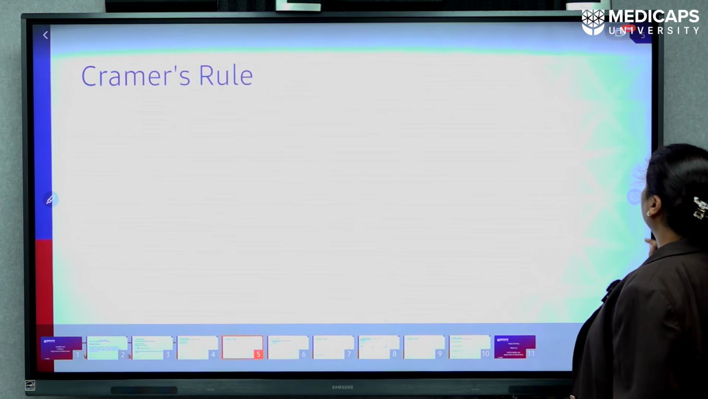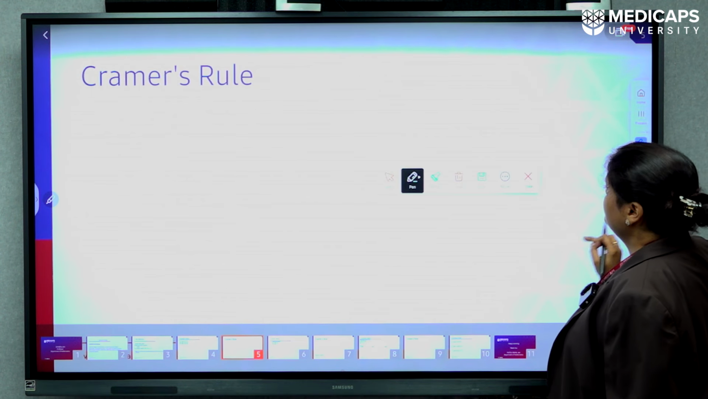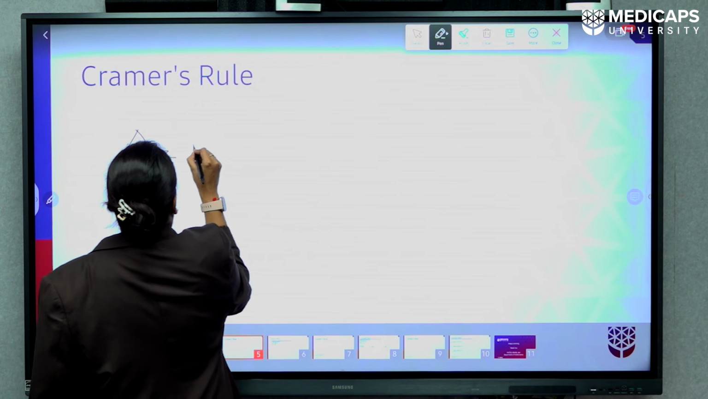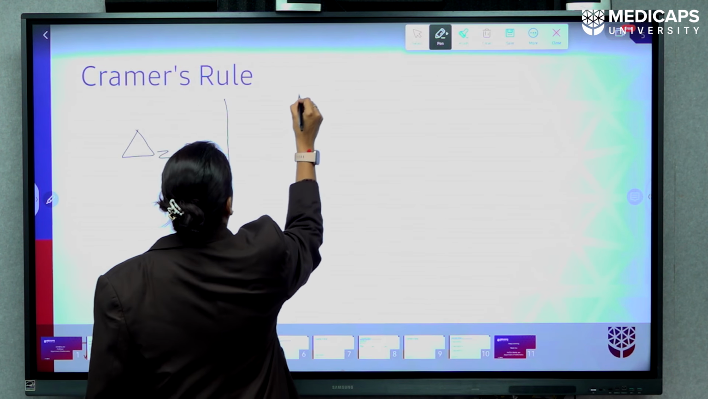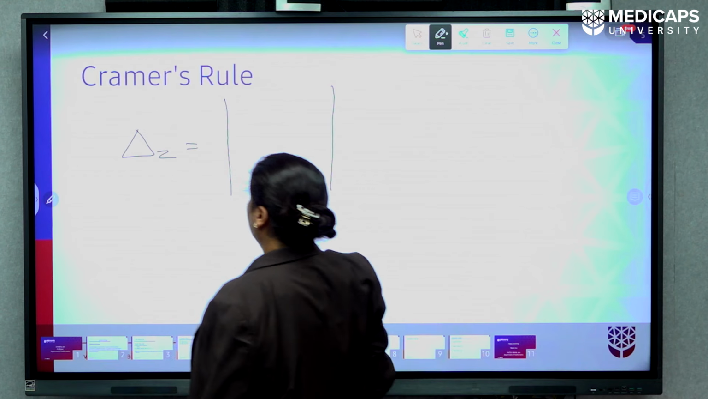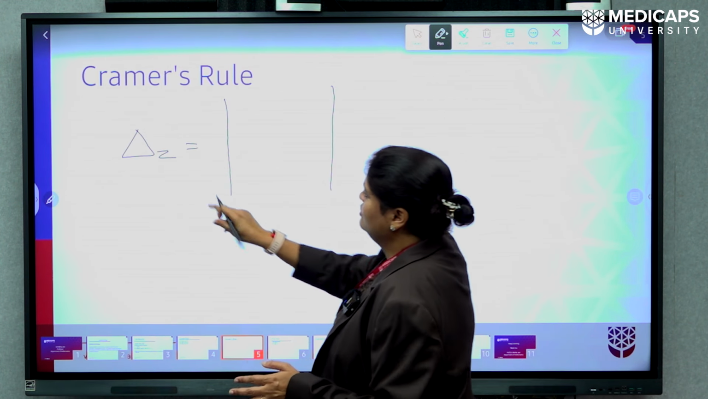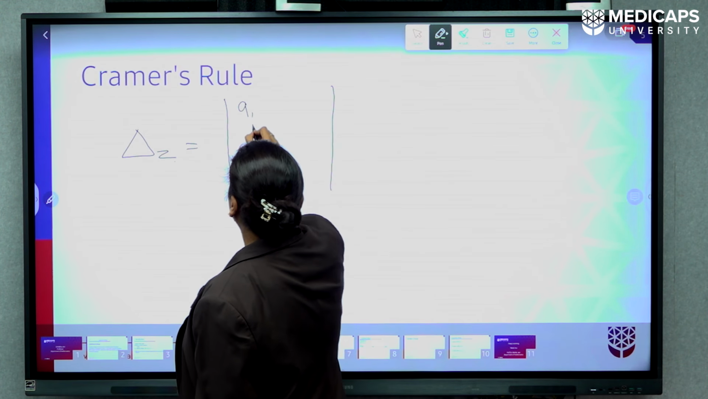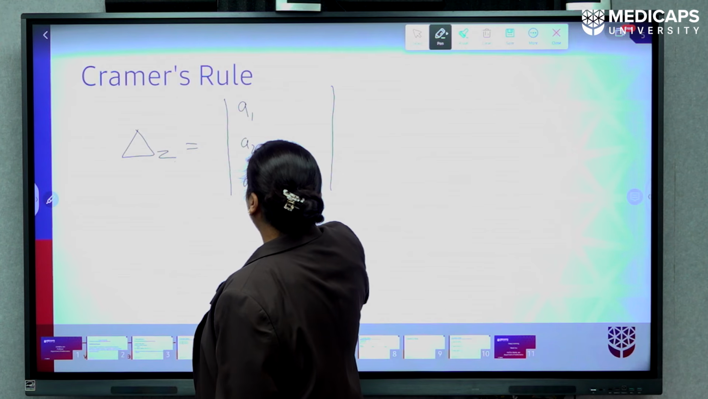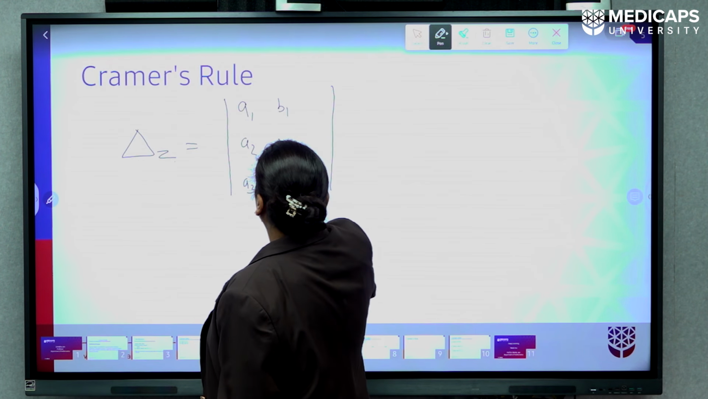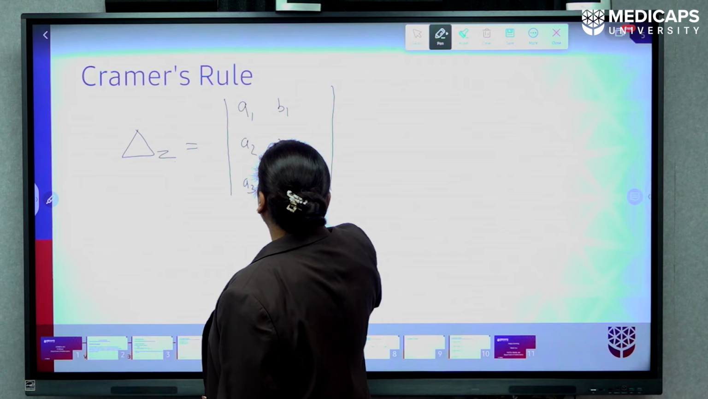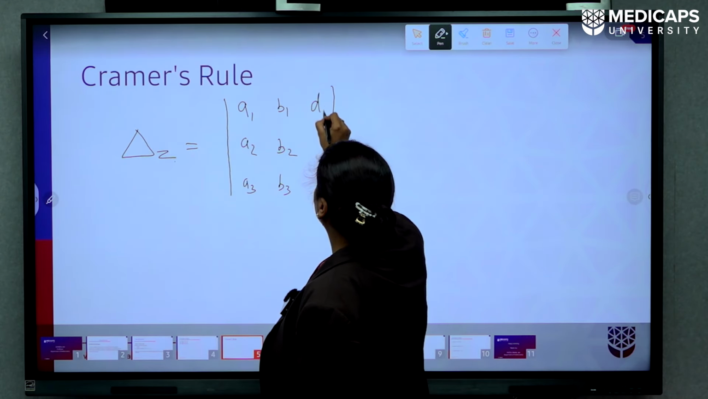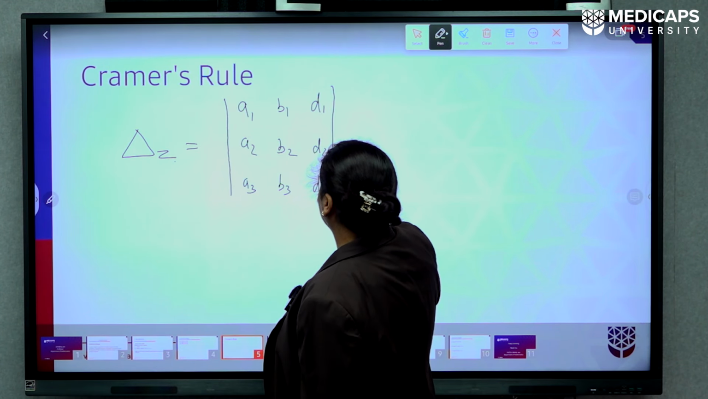So x and y are done, and now z. We have to find del z. Again we have to find the matrix determinant, and as I have told you, if it is z, we will not write the z column, and we write the coefficients a1, a2 and a3, b1, b2 and b3. Instead of c1, c2, c3 from the coefficient matrix, we will write down d1, d2 and d3.